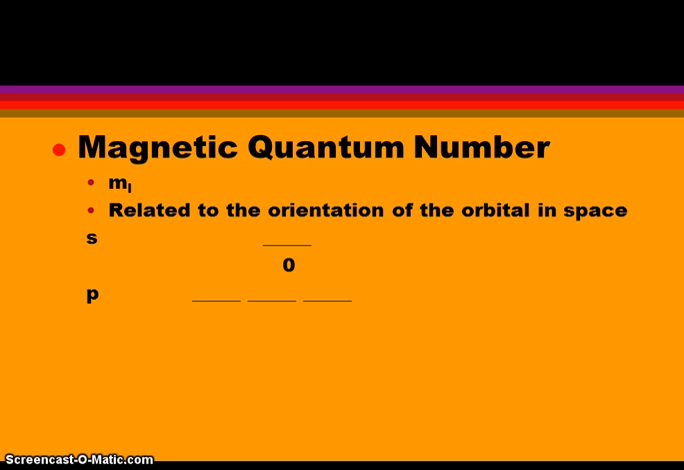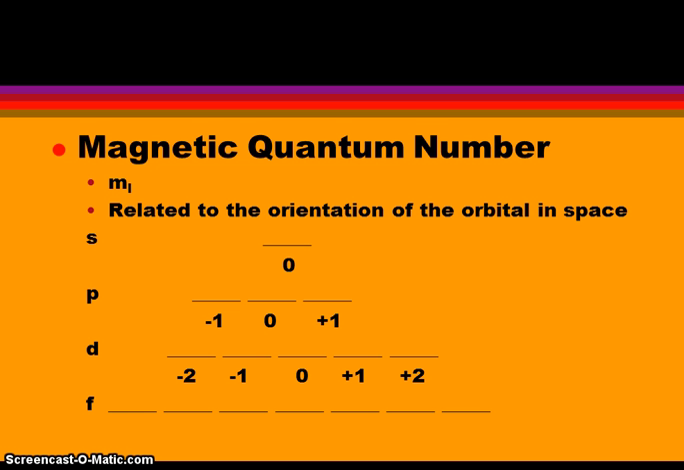If we look at a p sublevel, there are 3 orientations in space. So our magnetic quantum number, or our m sub L number, will be -1, 0, +1. D has 5 orientations in space, so our m sub L values will be -2, -1, 0, +1, +2. And our F has 7 orientations in space, so -3, -2, -1, 0, +1, +2, +3. And those values relate to the orientation of the orbital in space, which is referred to as our magnetic quantum number.